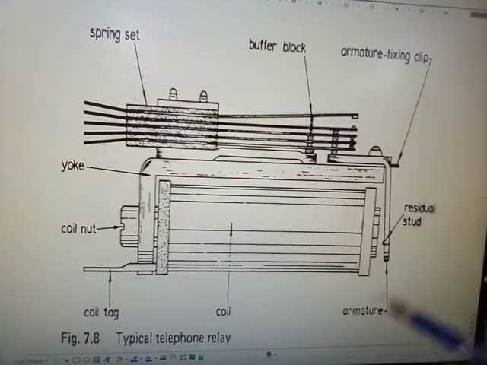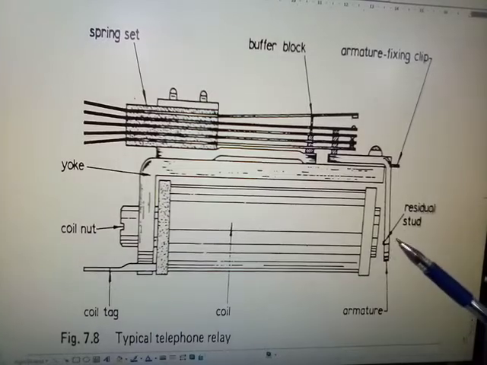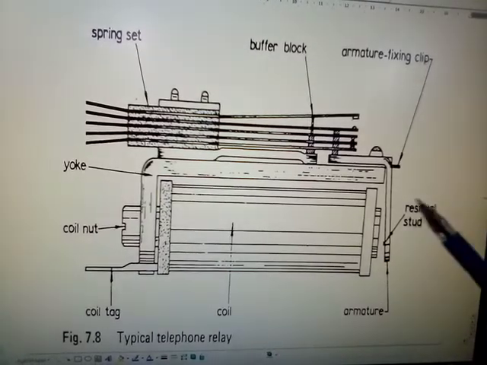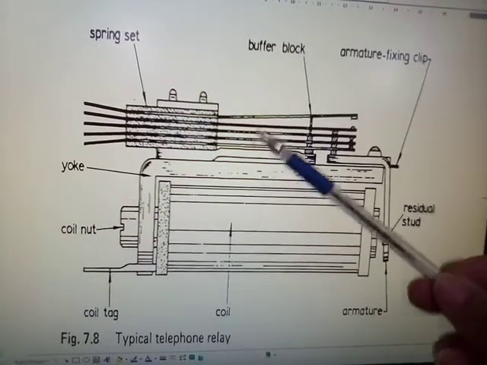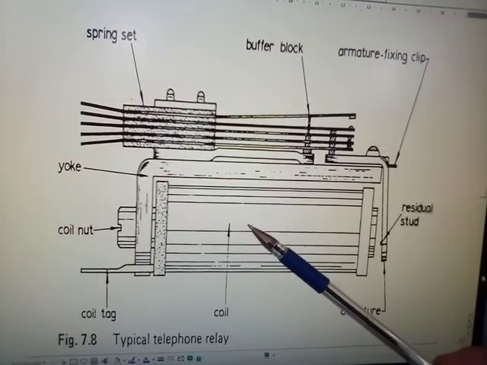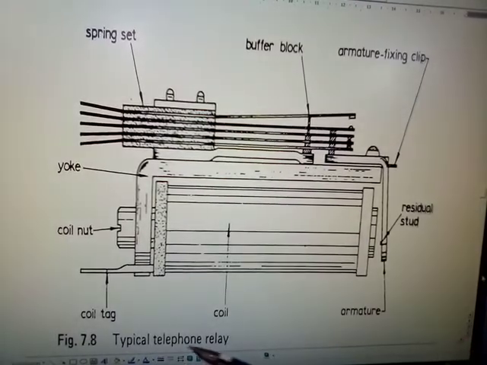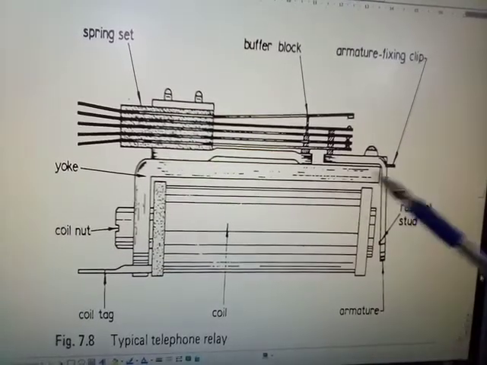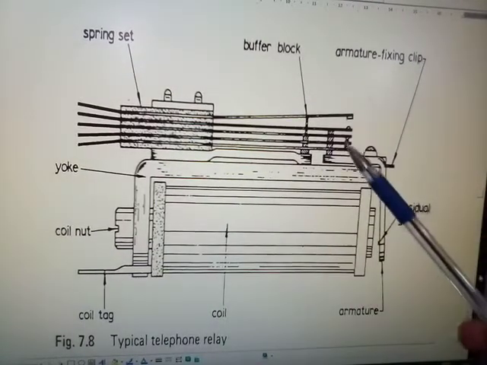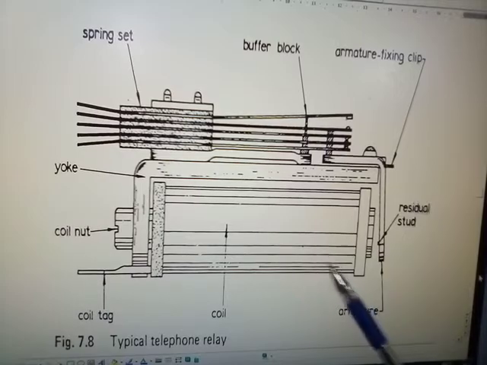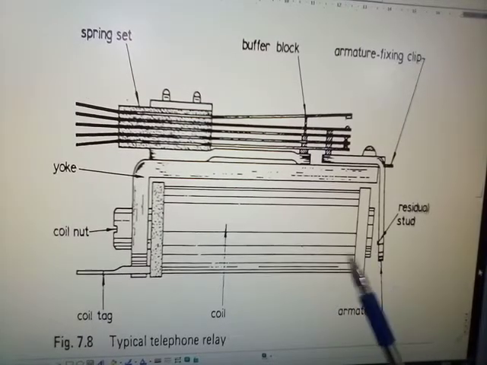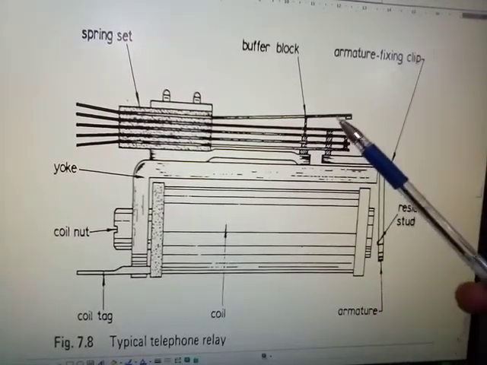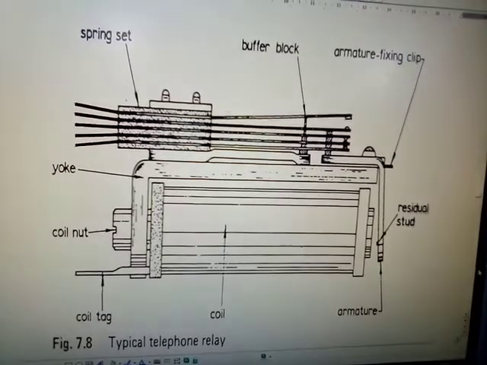This just shows you the armature, the residual stud, what they call the residual stud. It dissipates any magnetic effect that has been created within the coil itself. Okay, typical telephone relay, coil tag, etc., coil nut. What happens is that when that is energized, certain parts of it will simply pull the contacts in, and that will allow other contacts to be made within this range here. Okay.